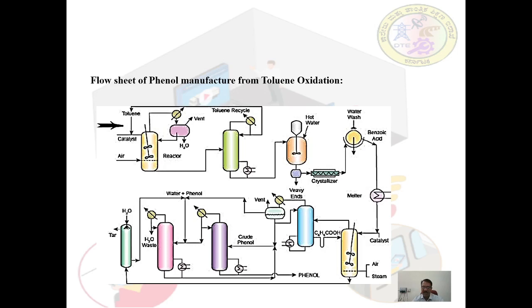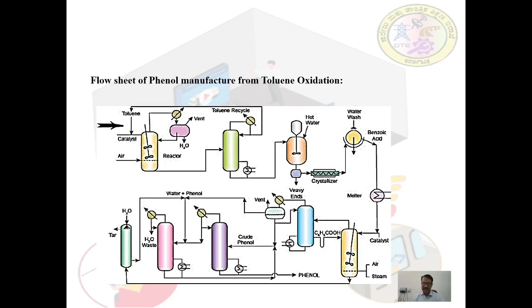Steam is also added to the reactor so as to enhance the temperature of the reactants quickly. Cooling is facilitated by using a jacket or cooling tubes. The reactor conditions are a temperature of 220 degrees Celsius and a pressure of 1.3 to 1.7 atmospheres.